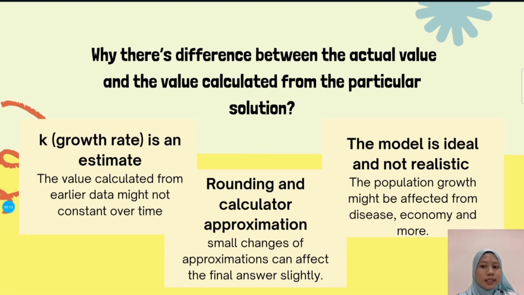What is the difference between the actual value and the value calculated from the particular solution? First and foremost, this is because k, which is the growth rate, is an estimate. The value calculated from earlier data might not be constant all the time. Second, it might be from rounding and calculation approximation. Small changes of approximation can affect the final answer slightly. And last but not least, the model is ideal and not realistic. As we know, population growth might be affected by disease, economy, and more.